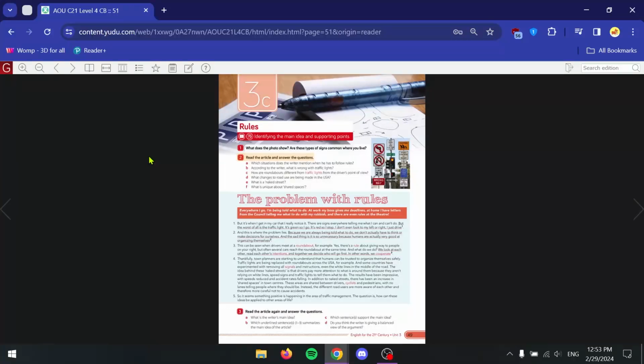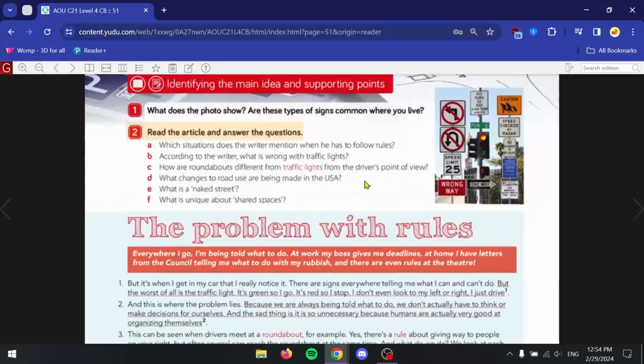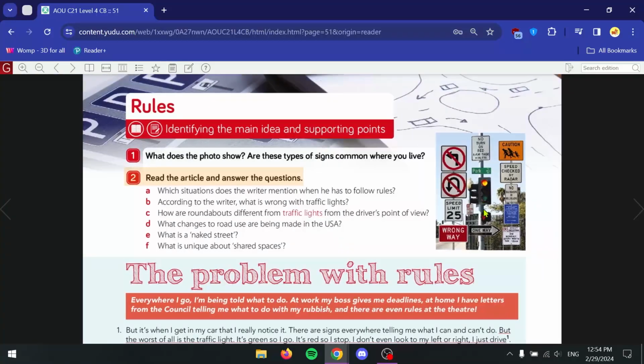In this video we're going to be going over the final part of Unit 3. This is highly requested, Unit 3C. So we're going to be talking about rules. The main focus will be about rules. Let's take a look at some of the pictures here.